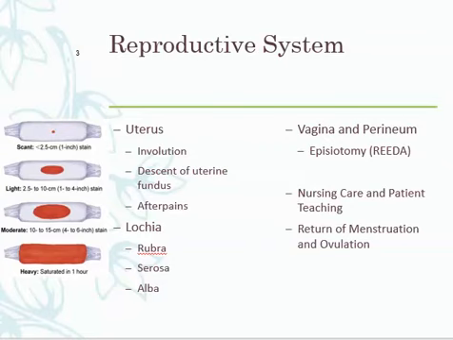Squishy and soft means that the muscles are not well contracted, which means that they have a high risk of bleeding. So we want it firm, we want it midline, and we want it at about the umbilicus, maybe a centimeter above or below. Then it descends approximately 1 to 2 centimeters every 24 hours until within about 2 to 3 weeks it descends completely behind that pubic bone and is no longer palpable. So it doesn't take very long in the grand scheme of things for that fundus to go back to its pre-pregnancy size.